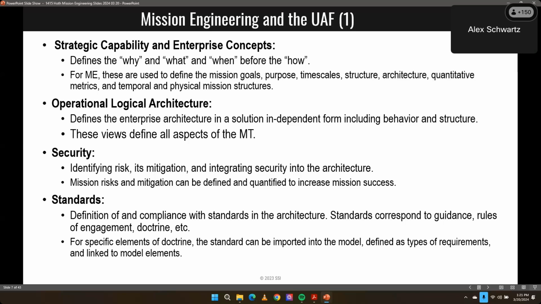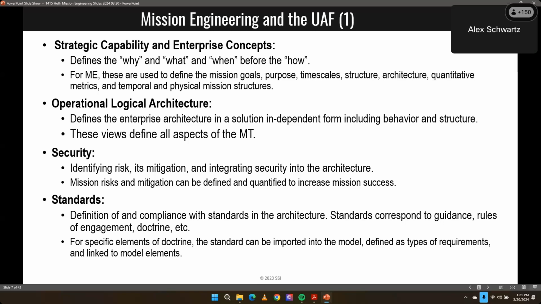So strategic capability, the why and the what before the how. What are our timescales? What are we trying to do? All the rest of these aspects. Operational, we have our logical architecture. Therefore, if we're defining the mission thread, what are we trying to accomplish? Again, you have this out of the box.